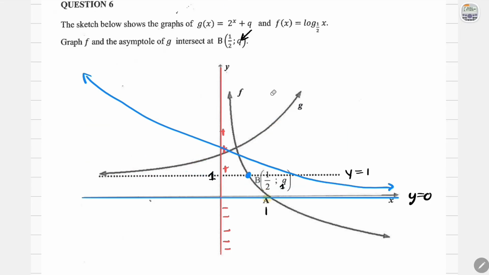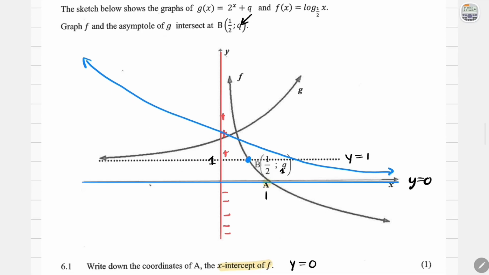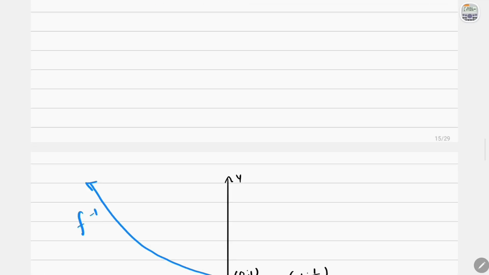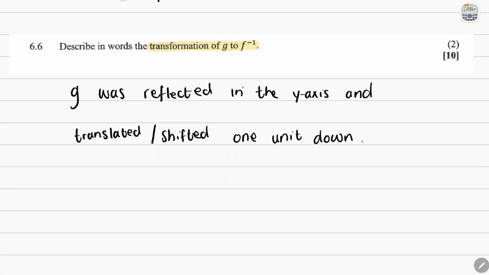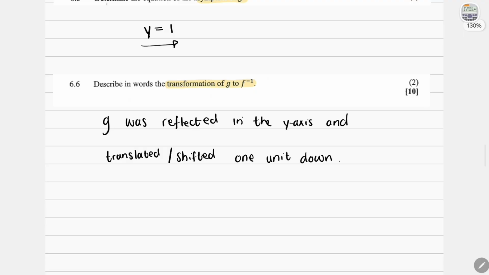It was reflected through the y-axis. Okay, reflected in the y-axis and then shifted 1 unit down. Or we can say translated 1 unit down. So that would be the transformation in words. Okay, and there we go. So that is it for question 6.